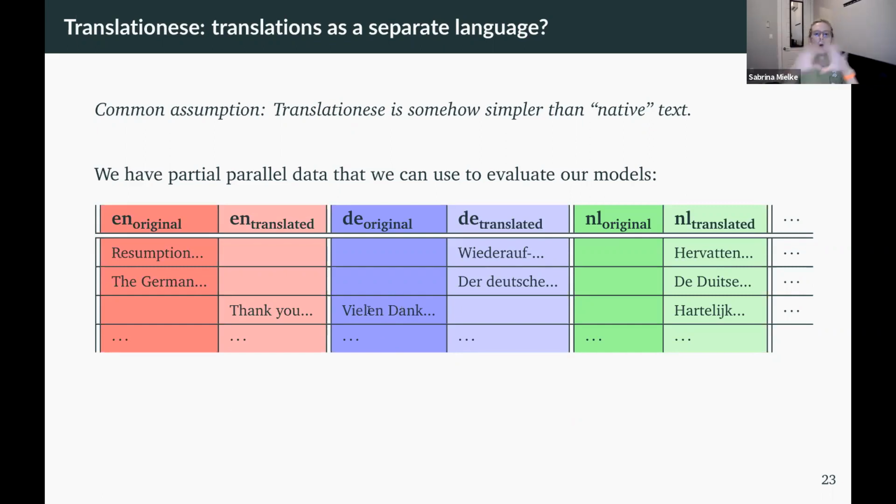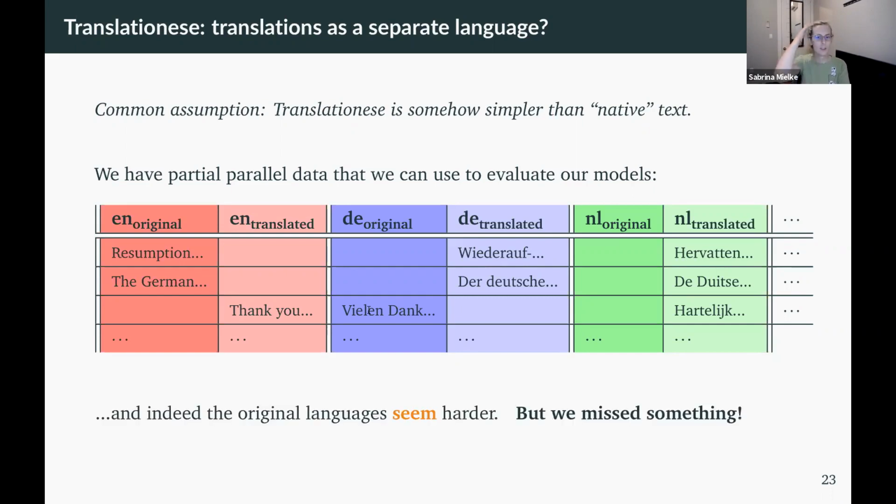And so now you see why we have this partial matrix coming up, why we did this fancy model in the beginning. And if we take the models that we trained in the first part of the talk, and now we evaluate them on this partial matrix, what do we find? Indeed, the original languages seem harder. So that's nice. We've recovered what everyone thought was true, but we kind of messed something up. Does anyone see what we messed up? I don't necessarily expect you to, because it took us like a day or two until I went like, wait a second.